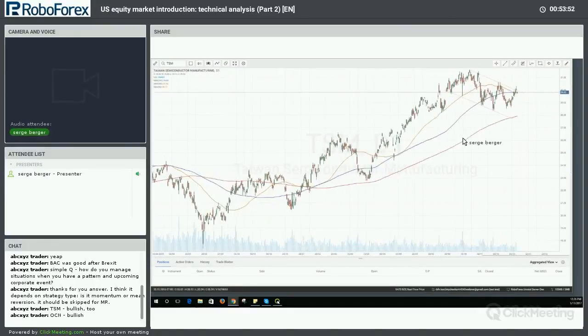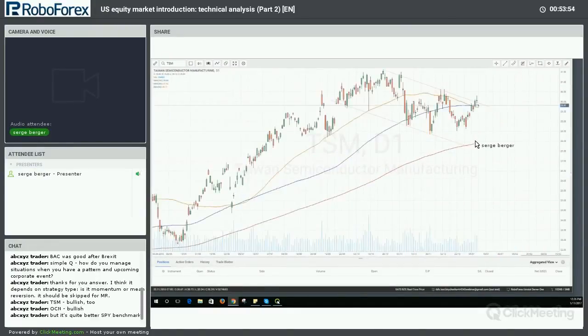it's the same idea, right? I'm not telling you the stock is bearish. I'm just telling you that the stock needs to confirm a breakout. So that's the way I would look at it.